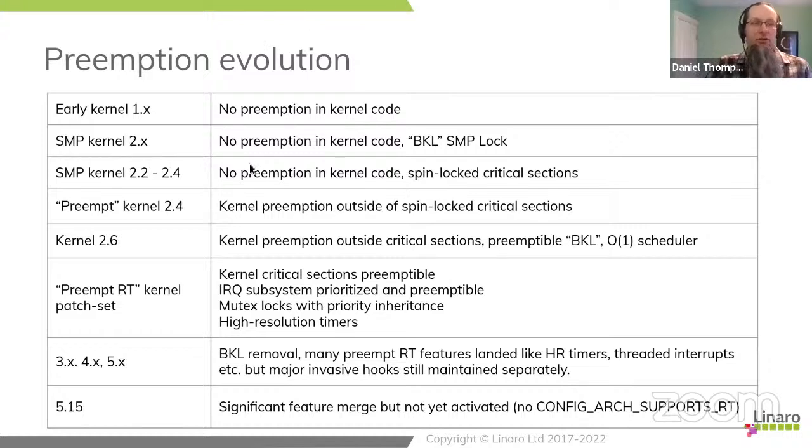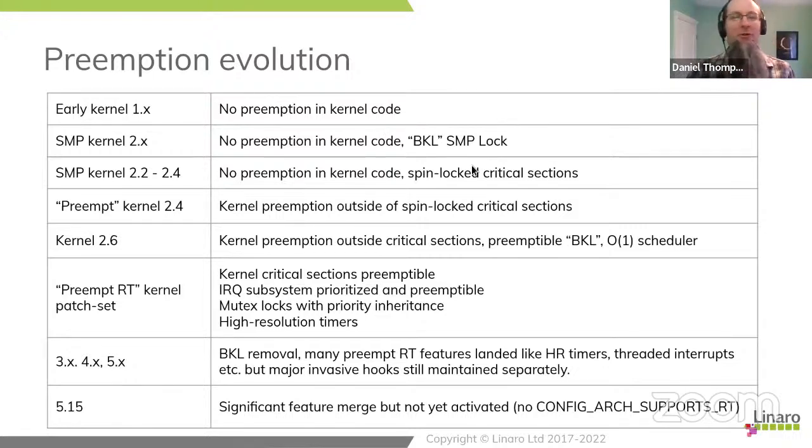SMP arrived in the kernel 2.x era. This still didn't support any kind of preemption in kernel code, and it introduced the big kernel lock for the first time. The big kernel lock was essentially a giant spin lock that meant that no two CPUs could be executing kernel code simultaneously. It made it much, much easier to add SMP to the system. It had some significant performance problems because you couldn't have two simultaneous system calls. But it made it possible to introduce SMP relatively cheaply to Linux.